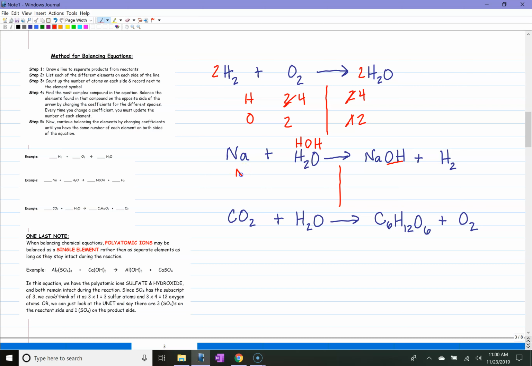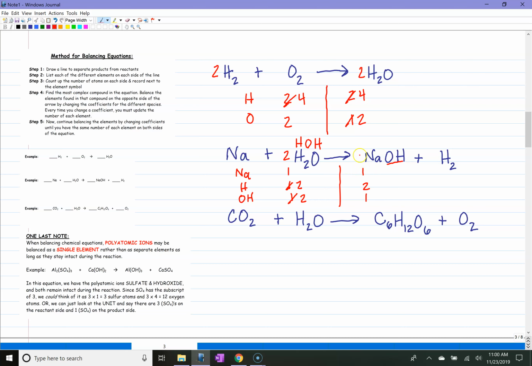So in this reaction, I have sodium, hydrogen, and hydroxide. On the reactant side, I have one sodium, one hydrogen, and one hydroxide. On the product side, I have one sodium, two hydrogens, and one hydroxide. So I've got to come over because I need two hydrogens for my products to balance out with my reactants. So I'm going to put a 2 in front of the water. That's going to give me two hydrogens, but it also gives me two hydroxides.